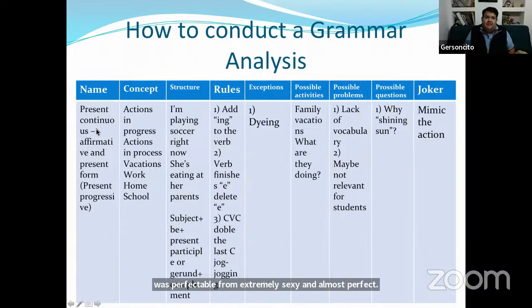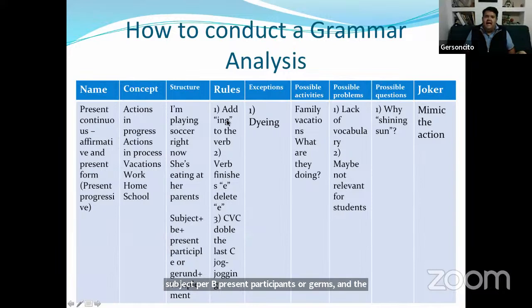The name: present continuous, affirmative, also called present progressive. Concept: actions in progress, actions in process, and I can talk about vacations, work, home, and school. The structure: I am playing soccer right now. She's sitting with her parents. And the structure is the subject, verb be, present participle or gerund, and the complement.